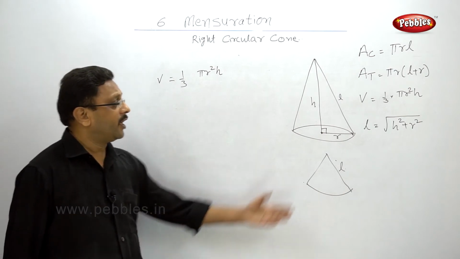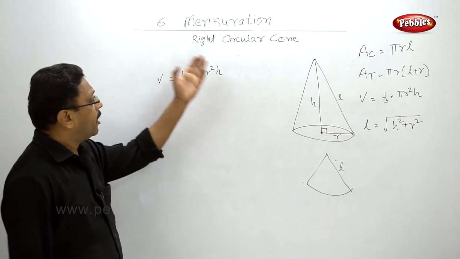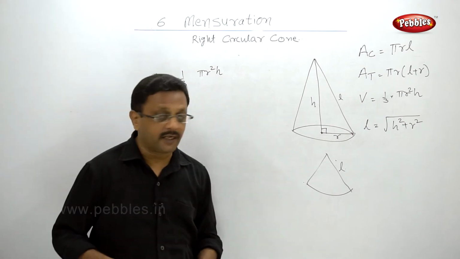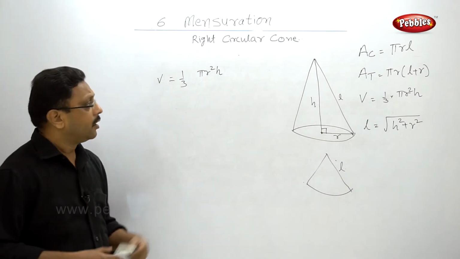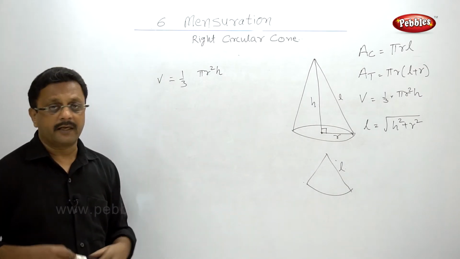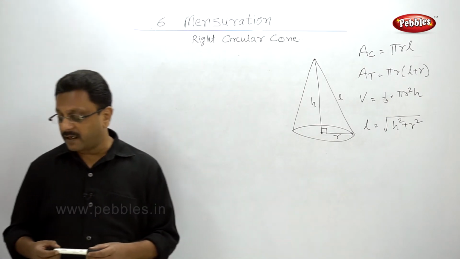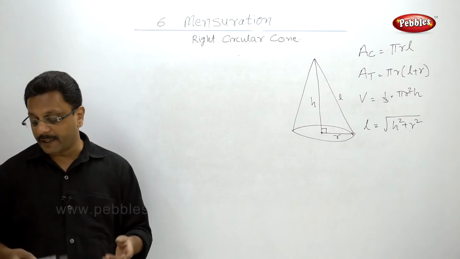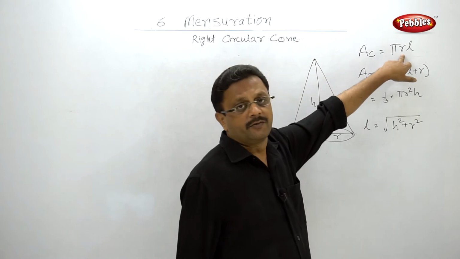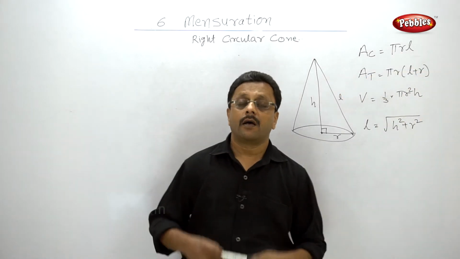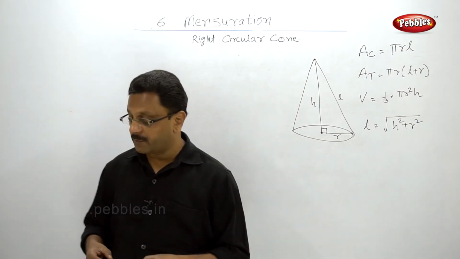Again in this case we have only 4 formulas, and all the examples based on the right circular cone are based on these formulas only. So let us see some solved examples and then we'll move to the exercise. The first is: the radius and slant height of a cone are 5 and 10 respectively. Find the curved surface area. Slant height is given, radius is given. You have to just find the curved surface area. Simple arithmetic, simple algebra.